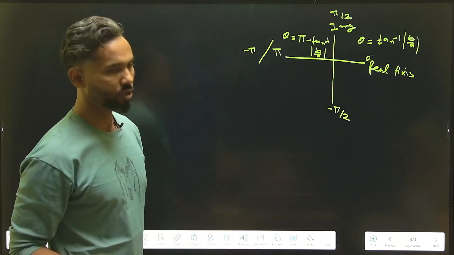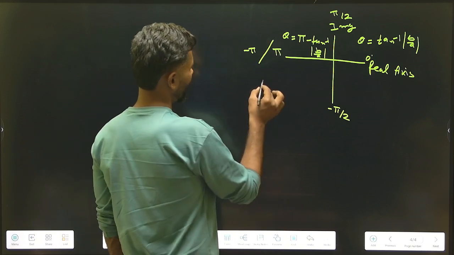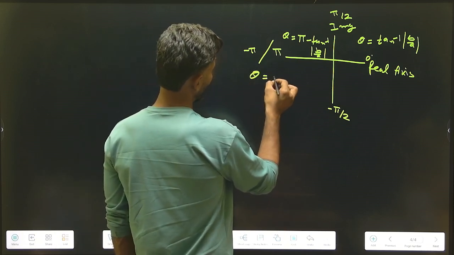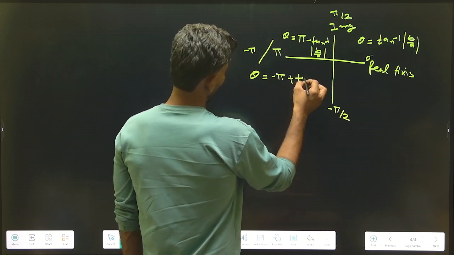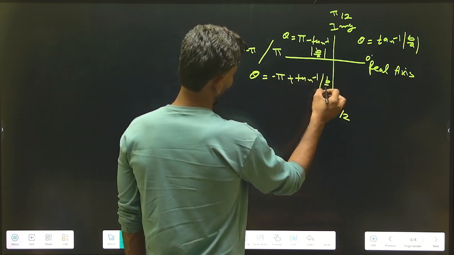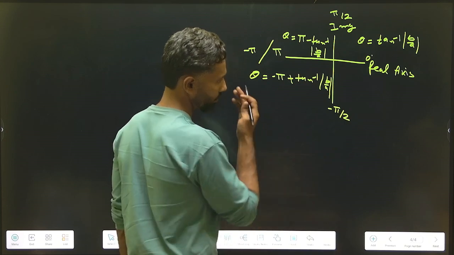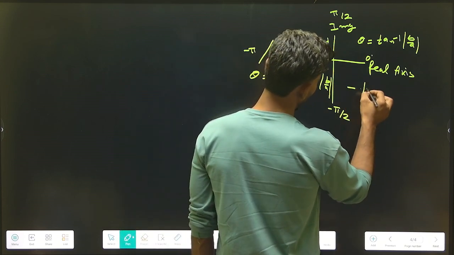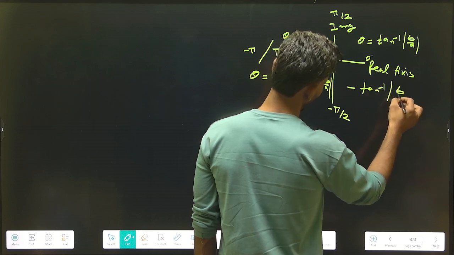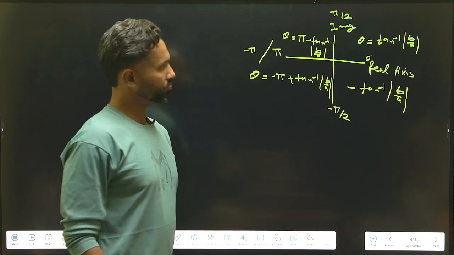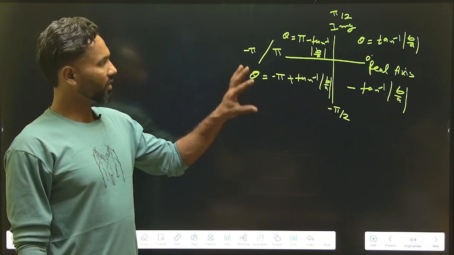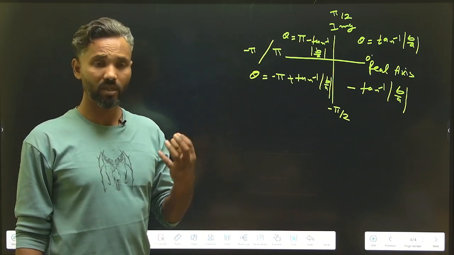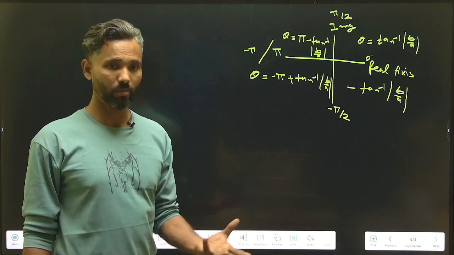Now we are moving to the third quadrant. So in the third quadrant the principal argument will be minus pi plus tan inverse b upon a. Okay, this is in the third quadrant, and in the fourth it will be minus tan inverse b upon a. Now always remember that. So these are the direct formulas to calculate the principal argument of any given complex number.